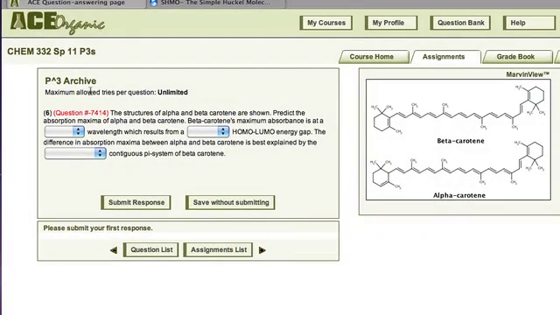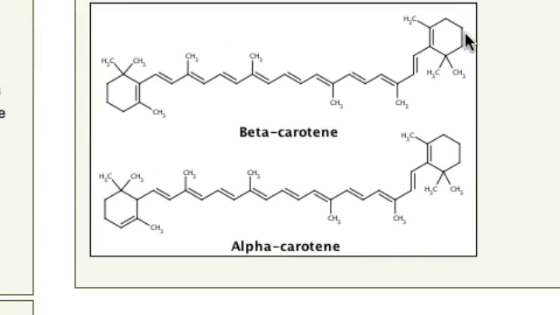For this next problem, we're looking at elongated pi systems and interested in the different properties between beta and alpha carotene. What you should notice about the 2 molecules is that they're nearly identical, except for a difference in the double bond on the end here. So in alpha carotene, it's out of conjugation with the rest of the pi system. In beta carotene, it's in conjugation. So beta carotene has a slightly longer pi system than alpha carotene.